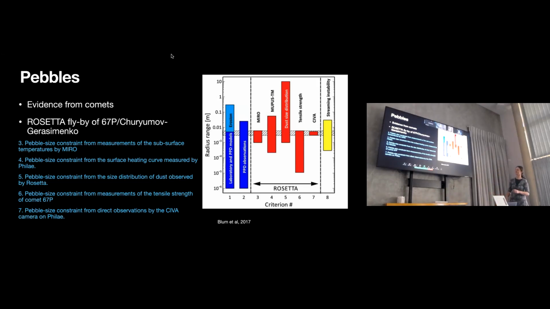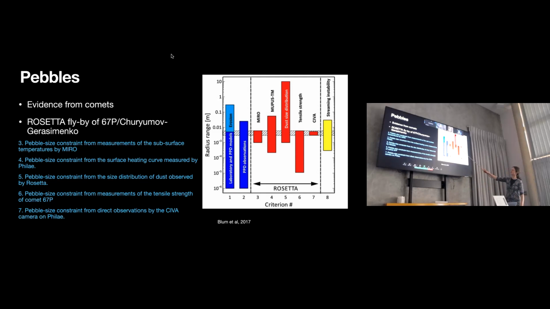Okay, so this is from the Rosetta mission, and basically the thing to take away is that there were various different ways in which you can measure the size of bodies that were inside of comet 67P, and work out what size things are dominating the mass. Some of these come from measuring the temperatures at the surface. Some of them come from measuring how it responds to heating, these two here, and some of them come from measuring the dust that was actually released and the size distribution of that dust, as well as its strength.